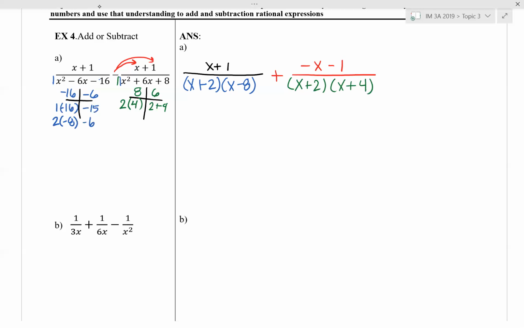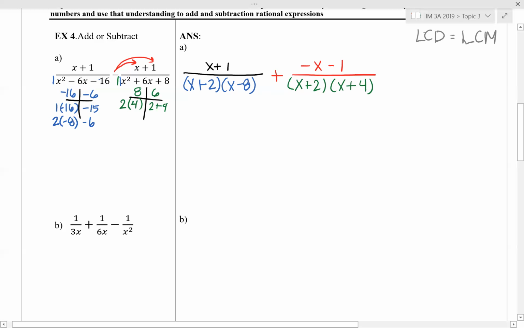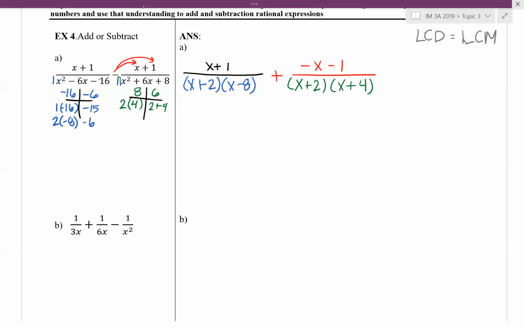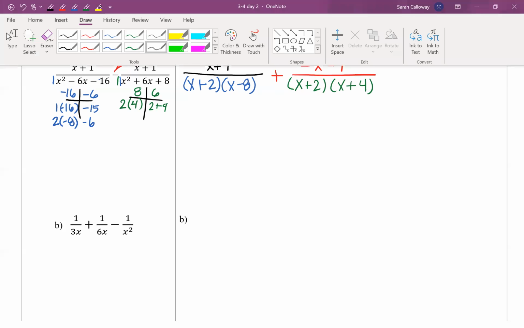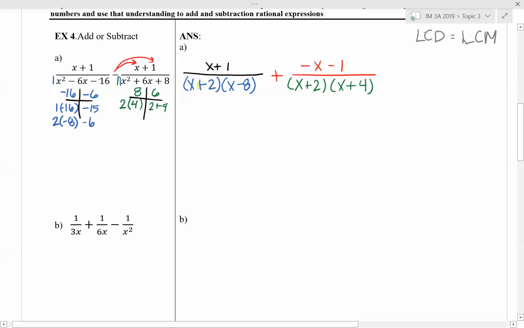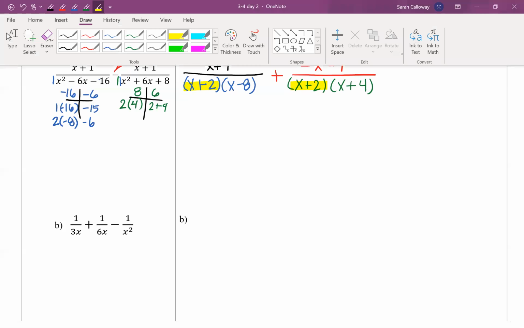So what we want to do next is identify the least common denominator, which is the least common multiple of the denominators, right? So those two statements mean the same thing. And so what I'm looking at is, what do these fractions have in common? So both fractions have an x plus 2 in the denominator. And so I know that my common denominator has to also include that x plus 2.